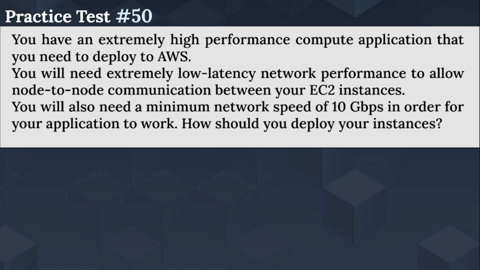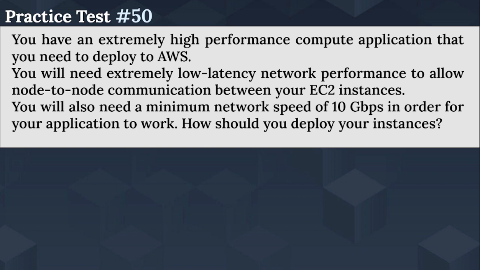So the next question is, you have an extremely high performance compute application that you need to deploy to AWS. You will need extremely low latency network performance to allow node-to-node communication between your EC2 instances. You will also need a minimum network speed of 10 gigabits per second in order for your application to work. How should you deploy your instances?